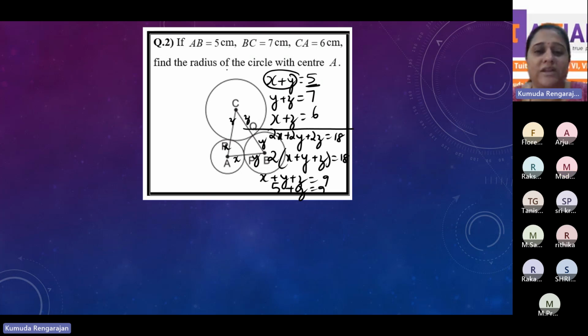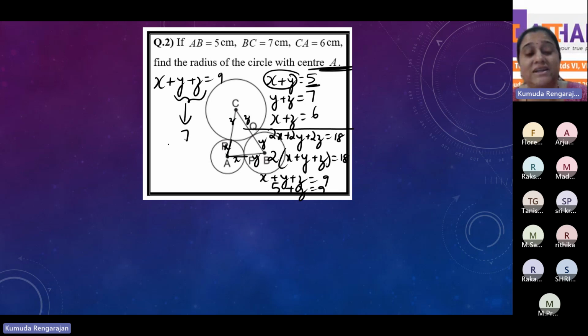But you have to find only the radius of the circle with center A. Center A means you should find only the value of x. You don't have to find y and z. So you substitute for y plus z. What is y plus z? 7. Once you get x plus y plus z is equal to 9, substitute for y plus z, which is 7. So x plus 7 is equal to 9, x is equal to 2. So the radius of the circle with center A is equal to 2 centimeters.